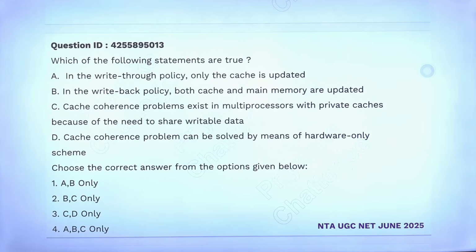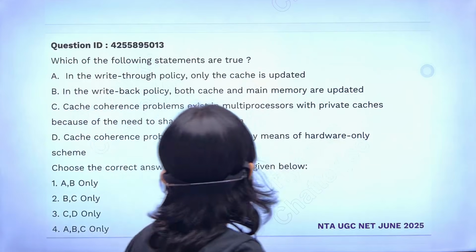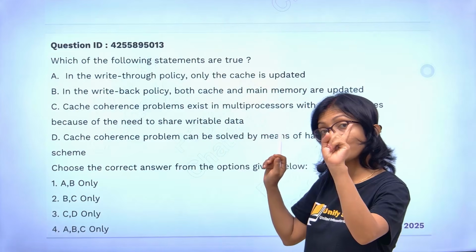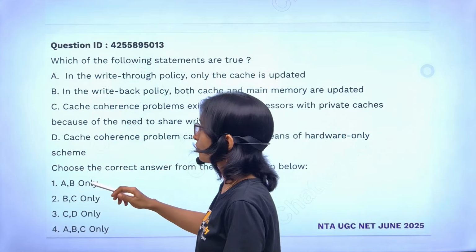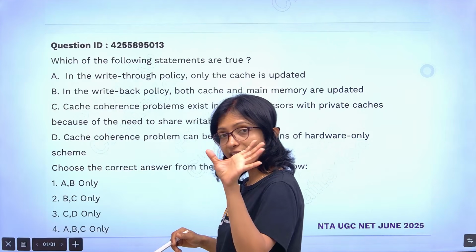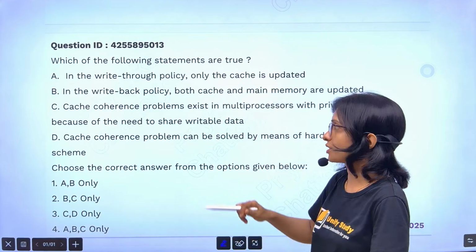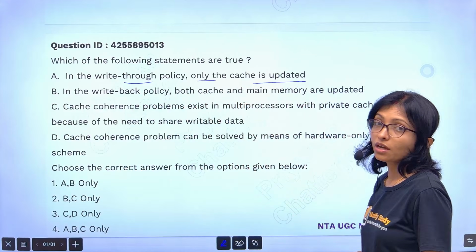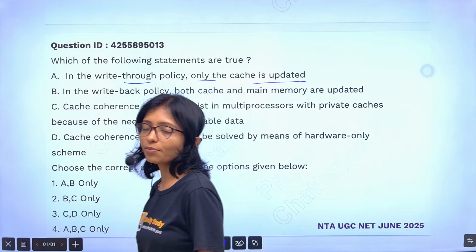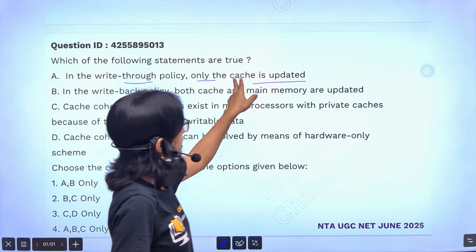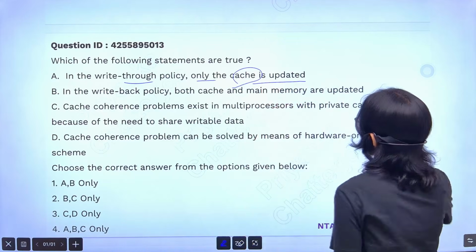Confused, 23% correct answer. One by one, try to read the statements. In write through policy, these are the topics we have done, and I told you these are very important in the class, and I told you to write down the notes also. That's why everywhere you are getting questions. In the write through policy, only the cache is updated? Not only the cache, both cache and memory are updated. Here it is given only cache. That's why it is wrong.